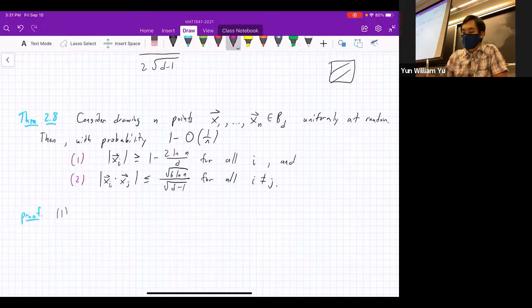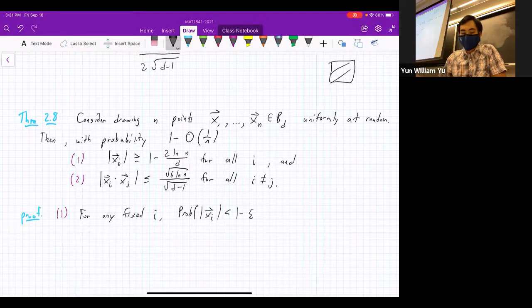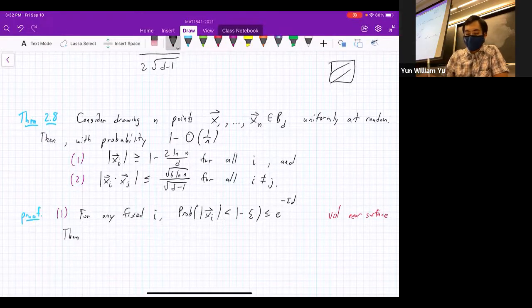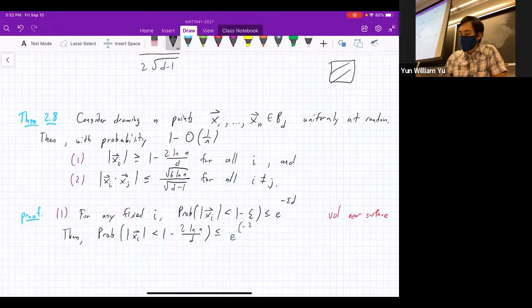So let's prove the first part first. This is really easy because, for any fixed i, the probability that the norm is less than 1 minus epsilon is less than or equal to e to the minus epsilon d. This is just by our earlier theorem where we talked about the volume being near the surface. Therefore, the probability that the norm of x_i is less than 1 minus 2 log n over d is less than or equal to e to the minus 2 log n, which is just equal to 1 over n squared.